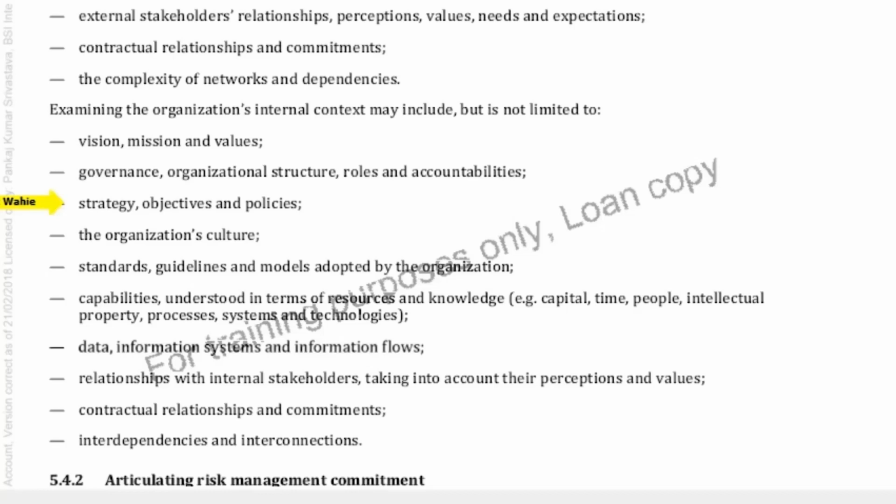Read the next point. Standards, guidelines, and models adopted by the organization. So what are the various standards which are applicable? This could be ISO standards, industry specific standards, regulations, or models. What are the models? What are the standards? Do those standards help in achieving the objective of your organization? Then when we're looking at the next bullet, take a minute to read.